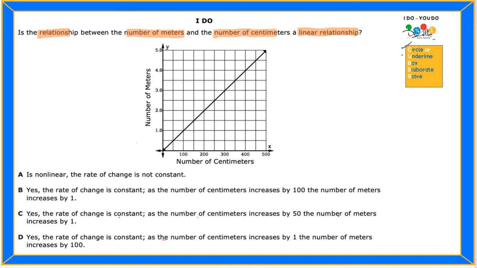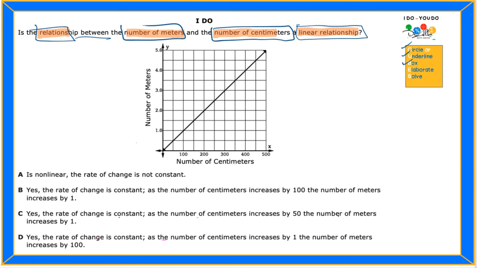And with the circle underline, I'm going to box the question here. I need to know if the relationship between the number of meters and the number of centimeters is a linear relationship. So let's review what linear is. Linear means that when we have the change on the x-axis and on the y-axis, that change repeats all over the graph. Okay, so this is what it means.